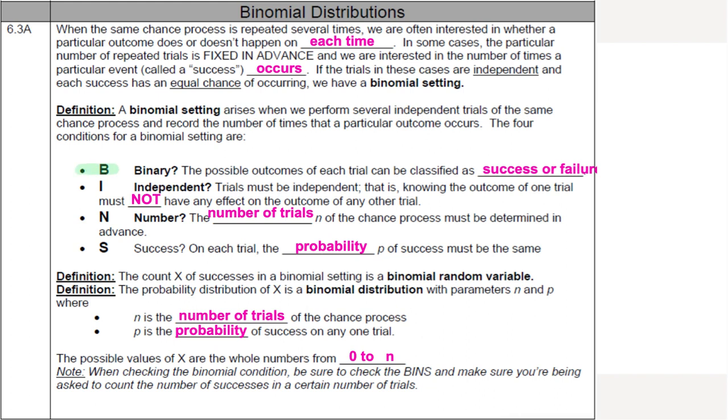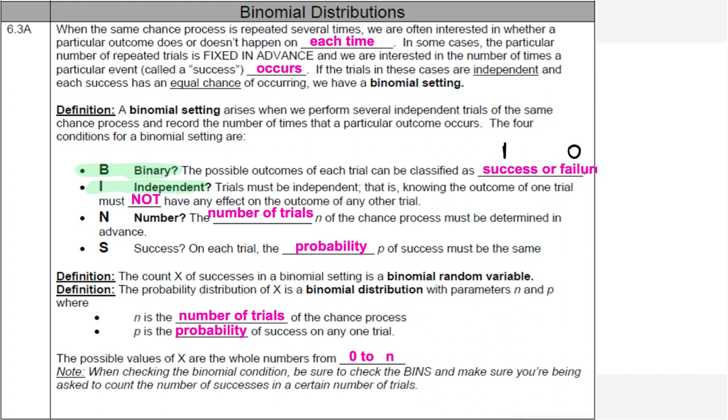So B in BINS is for binary. It means the possible outcomes are classified as either success or failure. Right? Think of a computer as a binary system. You have ones and zeros. The I stands for independent. One trial does not have anything to do with another trial. It's not going to give us any information about the next trial that comes, like flipping a coin.